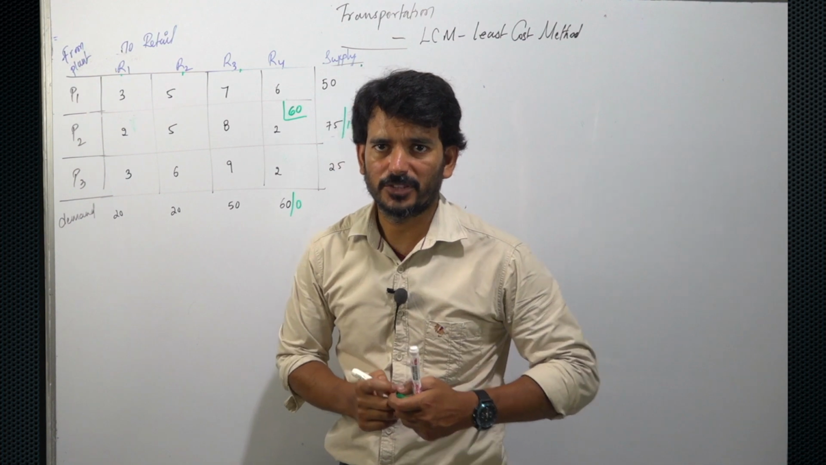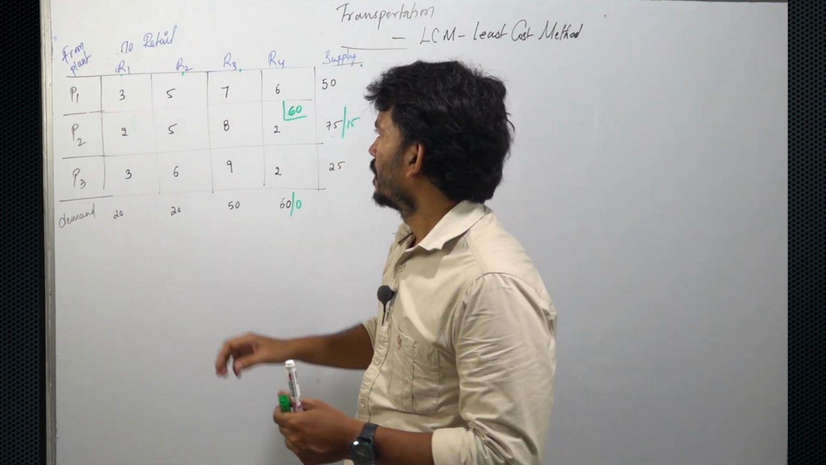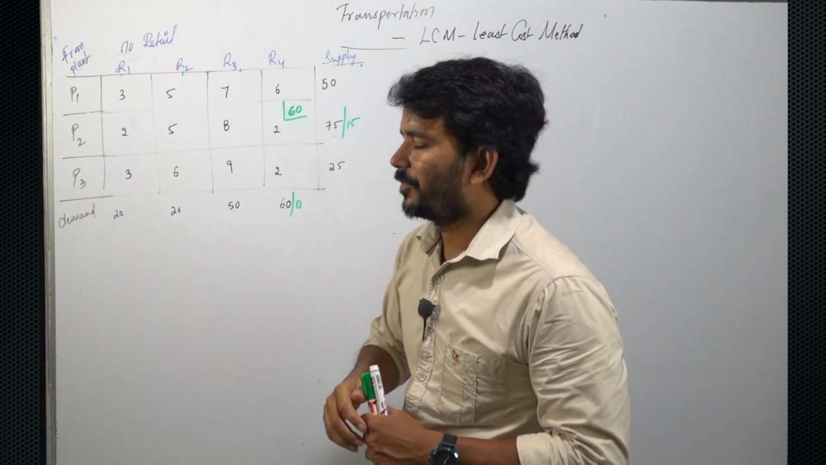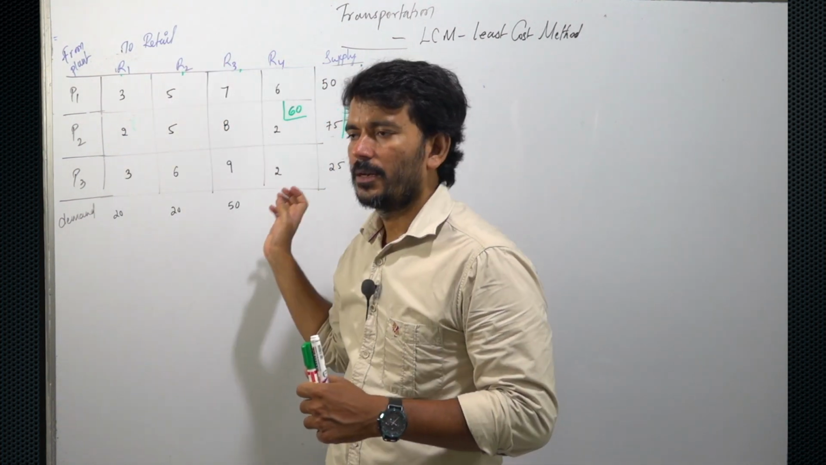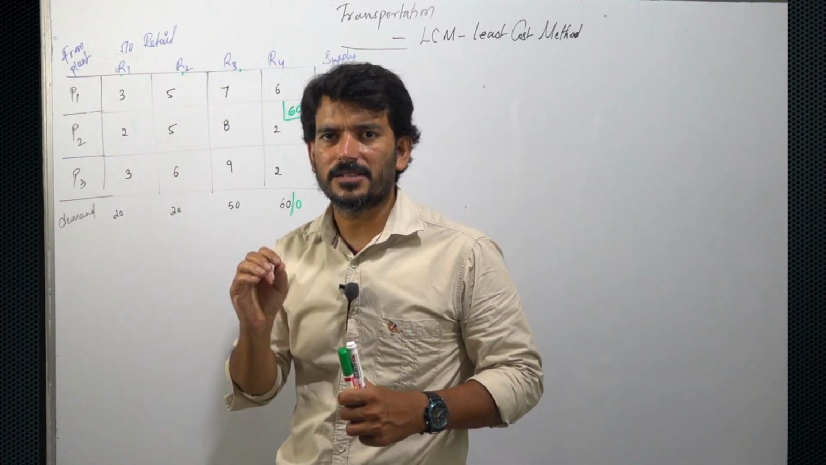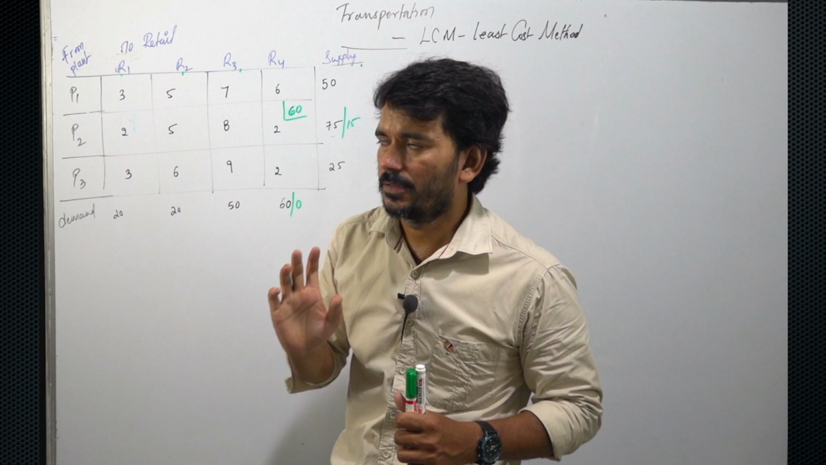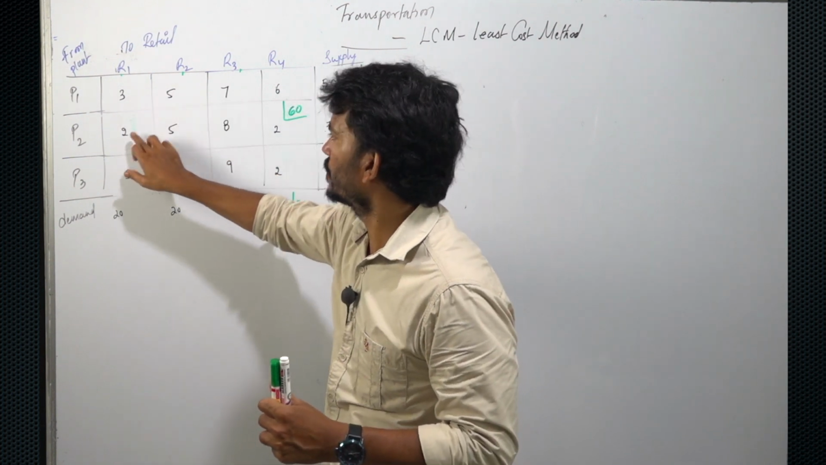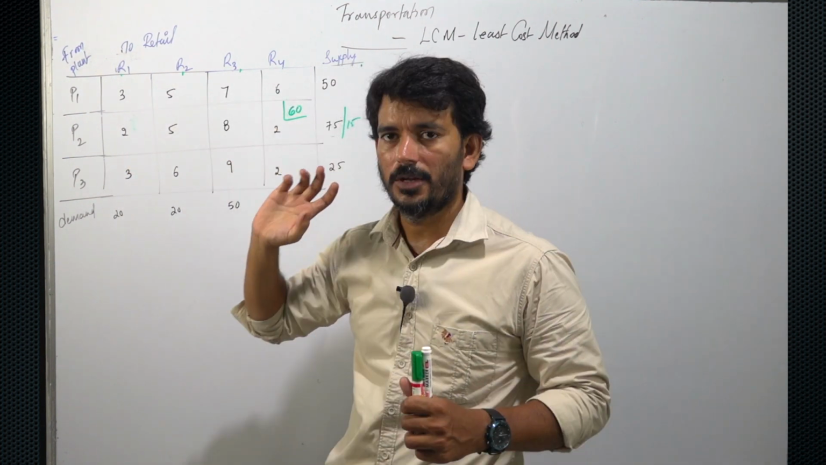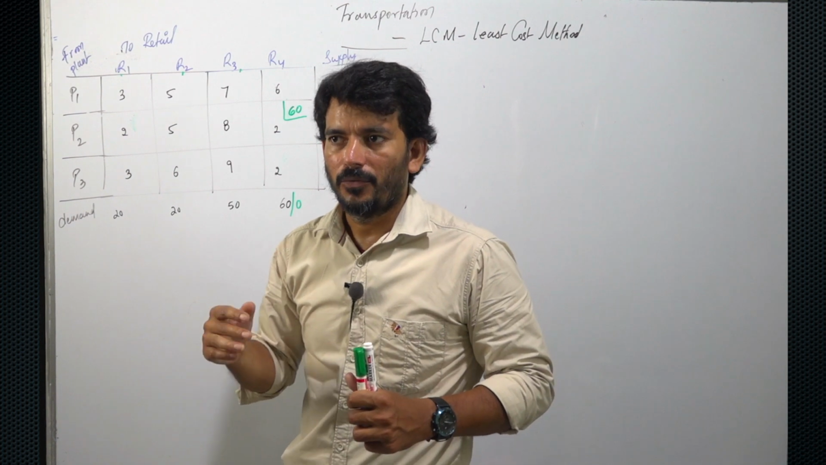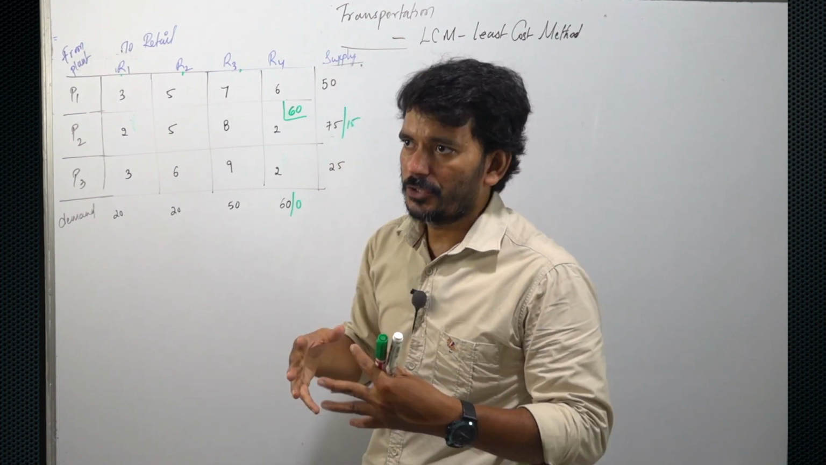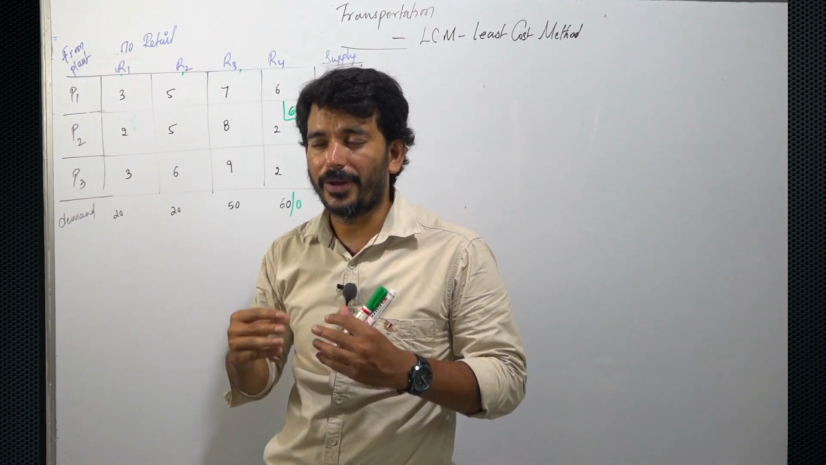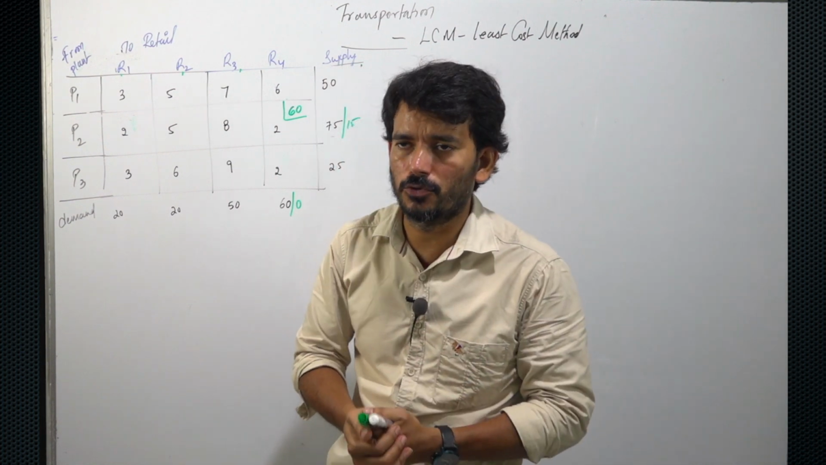I'll repeat one more time for anyone watching this for the first time. The first thing we need to do is look at the entire table, the entire matrix, and understand where the least cost is. The least cost is 2; here it is 2, here it is 2, here it is 2. Now the second step is where we should start. We should start at a location where we can transport the maximum goods.